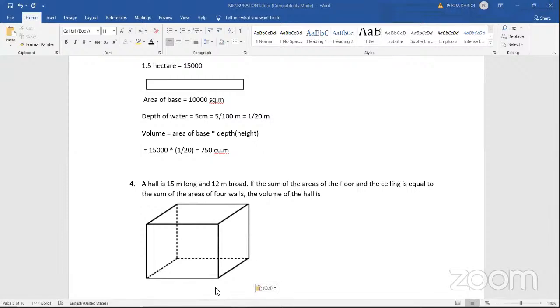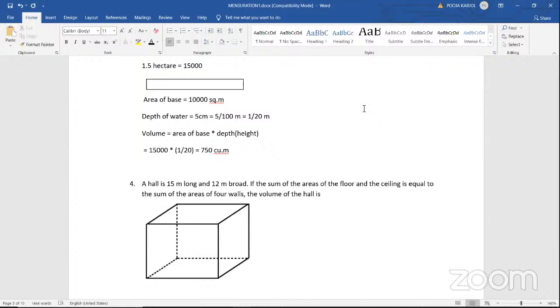They're saying it is 15 meters long. One more thing to remember: long means along the horizontal axis, and broad means along the y-axis. So 15 meters is here, 12 meters is here. They've not given the height. If this is 15 meters, this will be 15 meters as well. If this is 12, this will also be 12 because they are parallel lines. What will be the area of this wall?